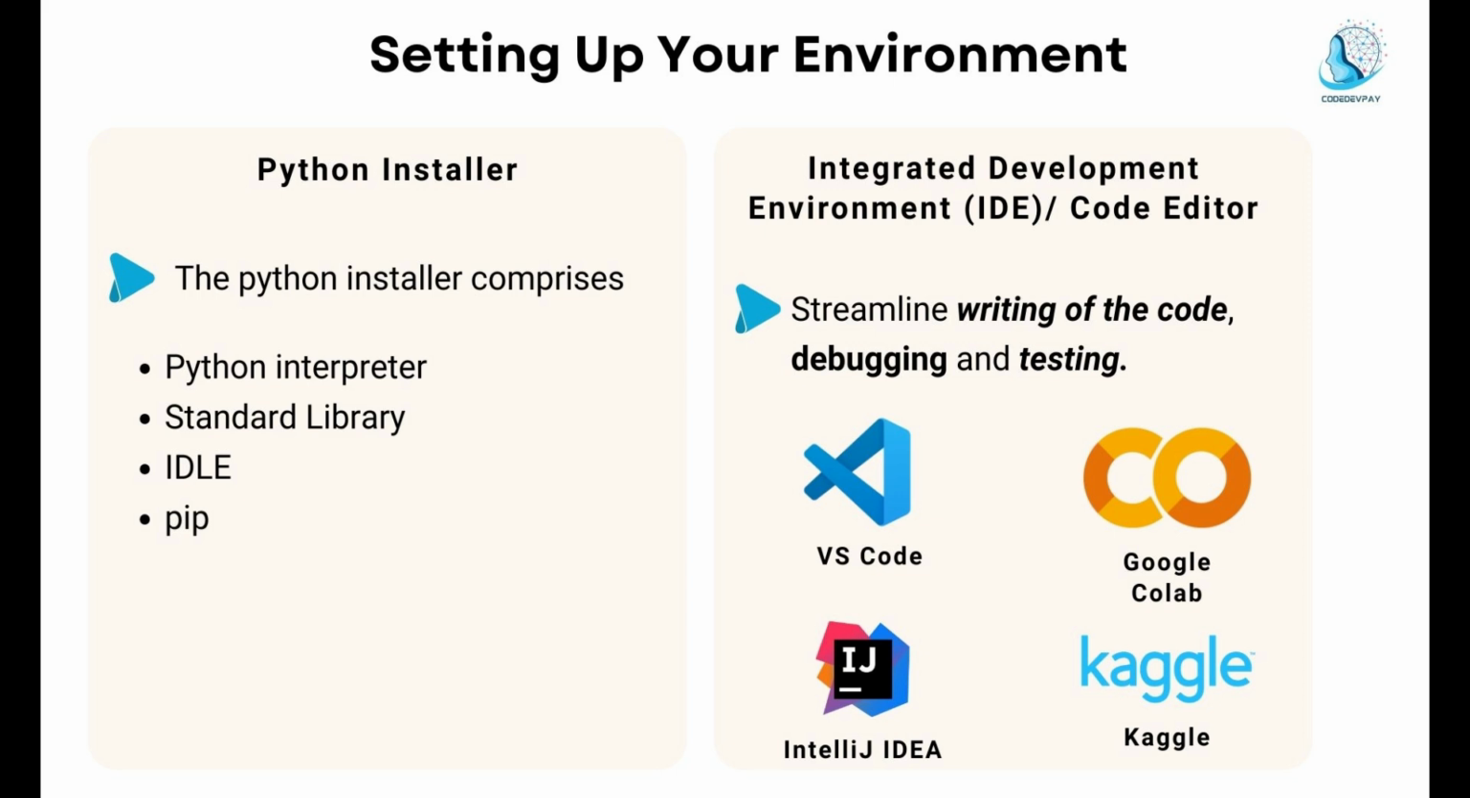And then we have PIP. This allows us to install Python libraries on our local desktop or machine. We have the integrated development environment. So these are advanced form of the IDLE and offers more functionality in terms of writing code, debugging, and testing. Now, for some of the examples, we have VS Code and IntelliJ IDEA, which with them you can run locally on your laptop or your computer. And we also have online IDEs such as Google Colab and Kaggle.